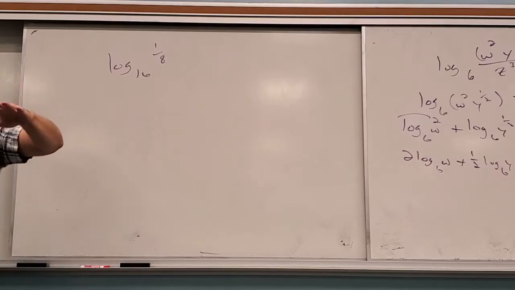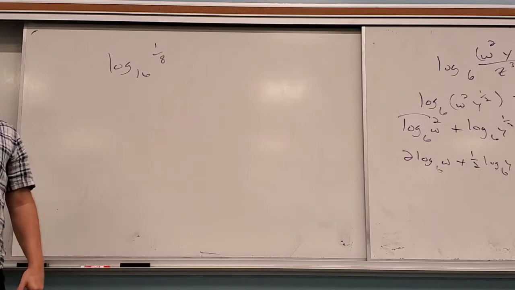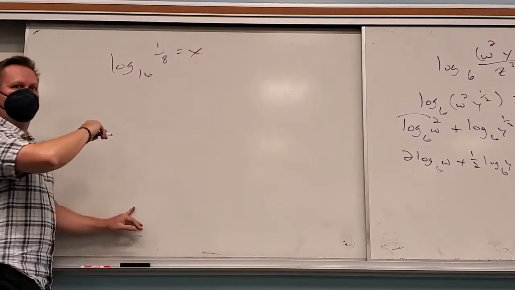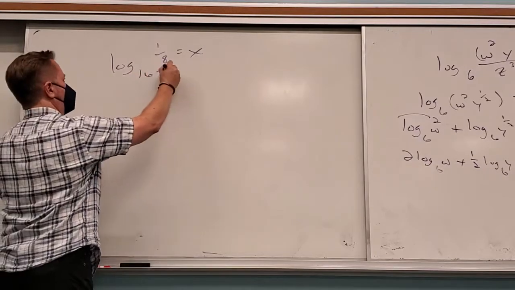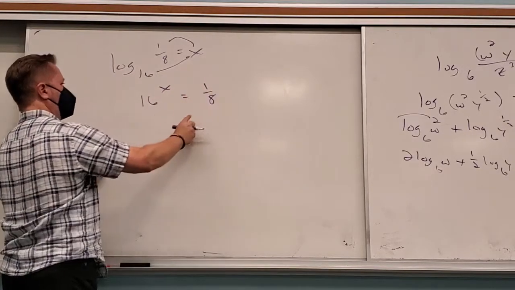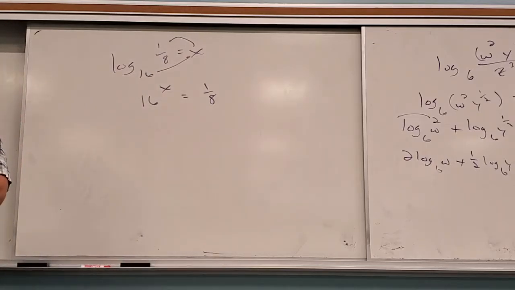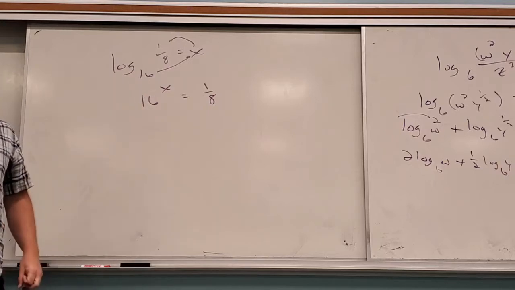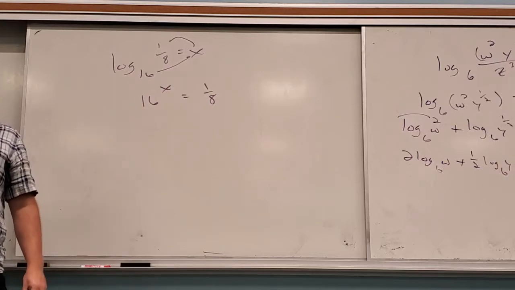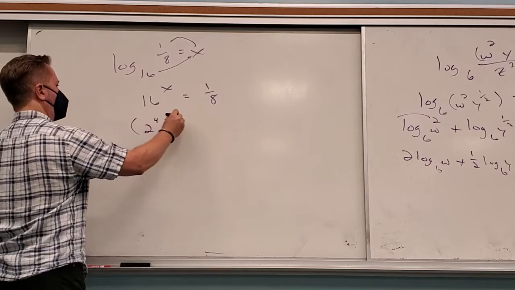So if you don't know what the answer is, what can I call it in algebra? X. Okay. We've done problems like this. So then how can I rewrite this? 16 to the x is 1/8. Now, 16 and 1/8, are they both based on the same number? Yes. What number is that? 2. Can you tell me 8 to what power is 16? No. So 16 is not based on 8. 16 is based on 2, right? What is 16? 2 to the 4th.